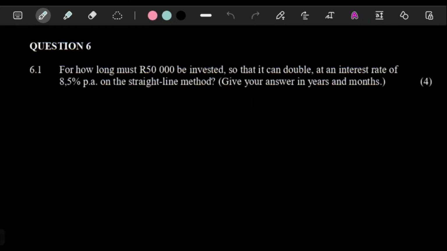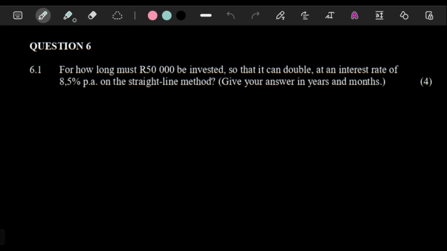It says the following: for how long must 50,000 be invested so that it can double at an interest rate of 8.5% per annum? And then it says on a straight line balance, on a straight line method.